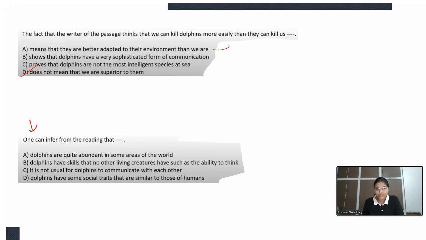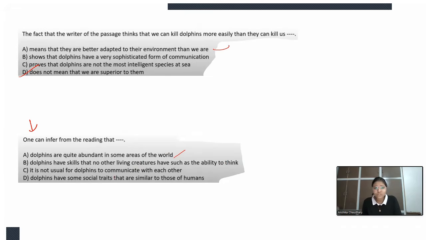One can infer from the reading that dolphins are quite abundant in some areas of the world. No, we are not talking about the world and their abundance in the world, etc., right? Dolphins have skills that no other living creatures have, such as the ability to think. We have talked about their skills, their nature, etc., but I guess we haven't talked about their ability to think. Anything that is related to the brain, we haven't talked about in that passage.